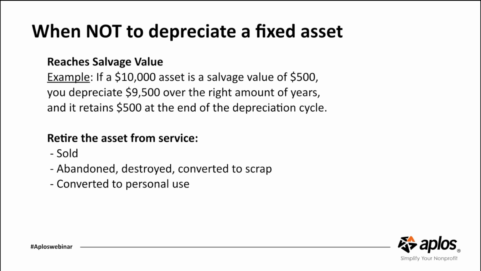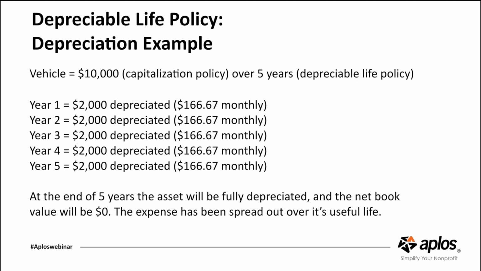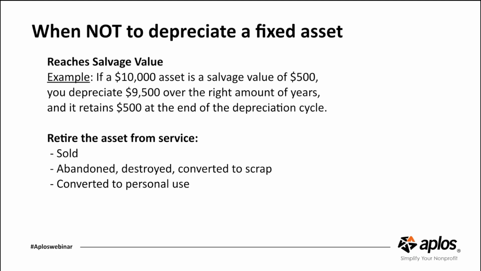You do not depreciate a fixed asset when it reaches the salvage value. So in the example of the $10,000 car, if I had a salvage value of $500 at the end of the 5 years, I would depreciate the difference. So I depreciate $9,500 over the 5 years. At the end of the depreciation cycle, it still retains a book value of $500. So you do not depreciate salvage value.